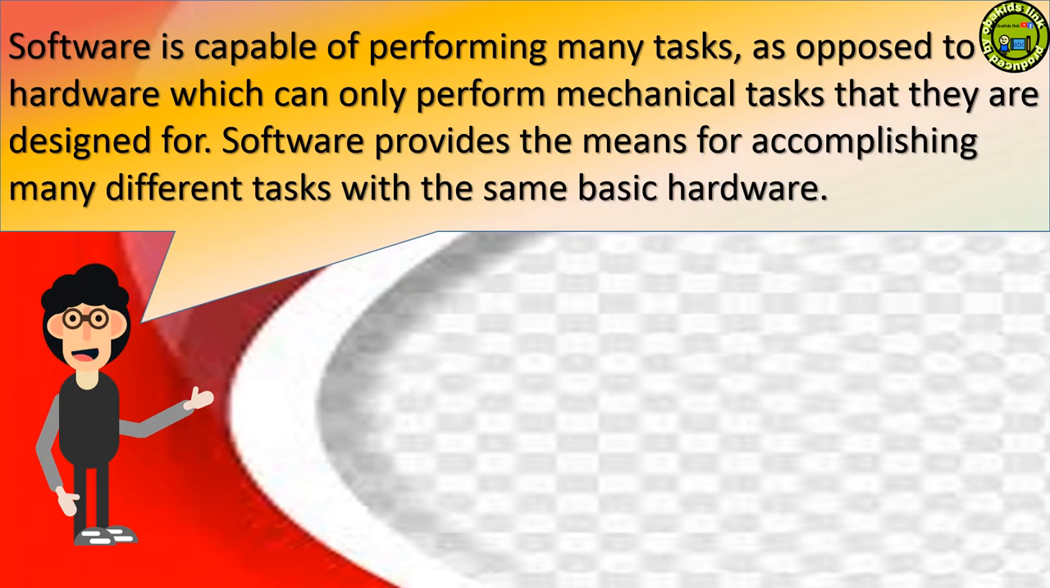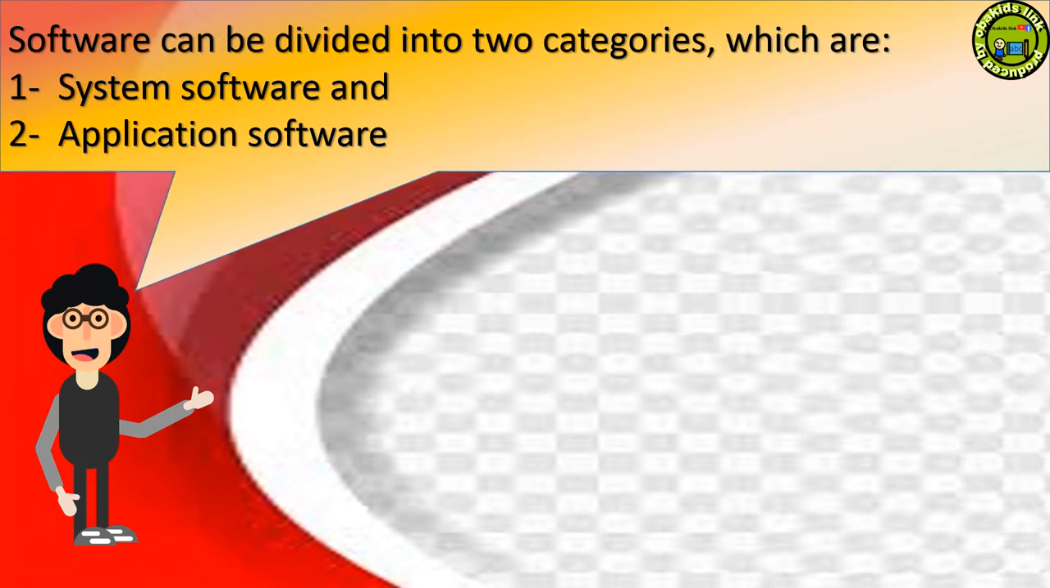Software is capable of performing many tasks, as opposed to hardware, which can only perform mechanical tasks that they are designed for. Software provides the means for accomplishing many different tasks with the same basic hardware. Software can be divided into 2 categories, which are 1. System software and 2. Application software.